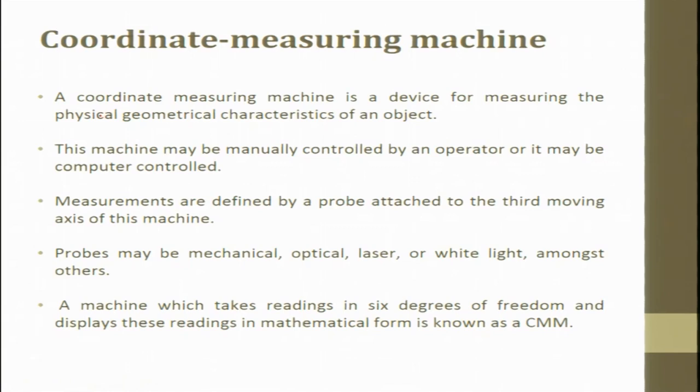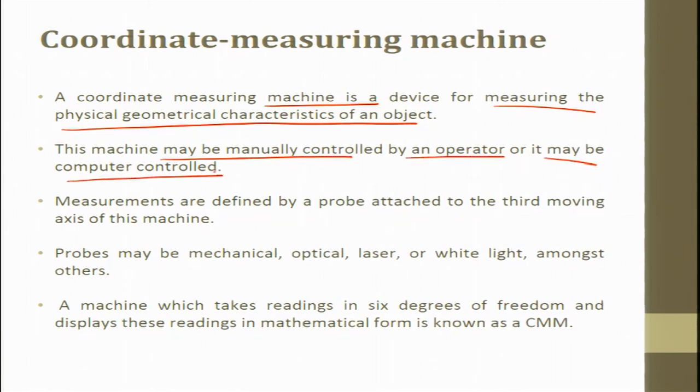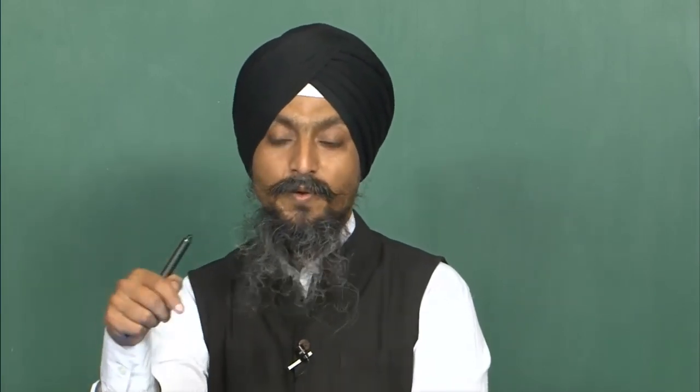A coordinate measuring machine is a device for measuring the physical geometrical characteristics of an object. This machine may be manually controlled by an operator or it may be computer controlled. We will show you both operations, the manual control using a joystick and CNC mode as well. CNC mode is computer numerical control. We just give the initial point, the starting point. Then after each mm or each 2 mm we can give that distance. It will record the points on a specific plane or specific curve, or we can change the direction of our probe.